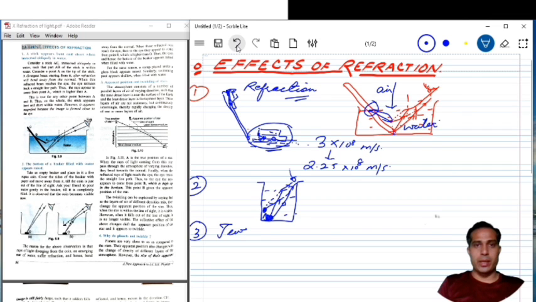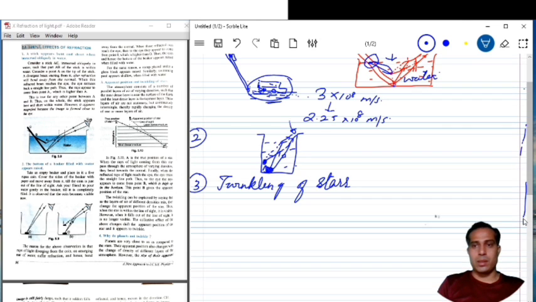What is the reason behind the twinkling of stars that we are going to discuss now? Twinkling of stars, right? So as you may know, the basic thing is that the stars are very far away from us.